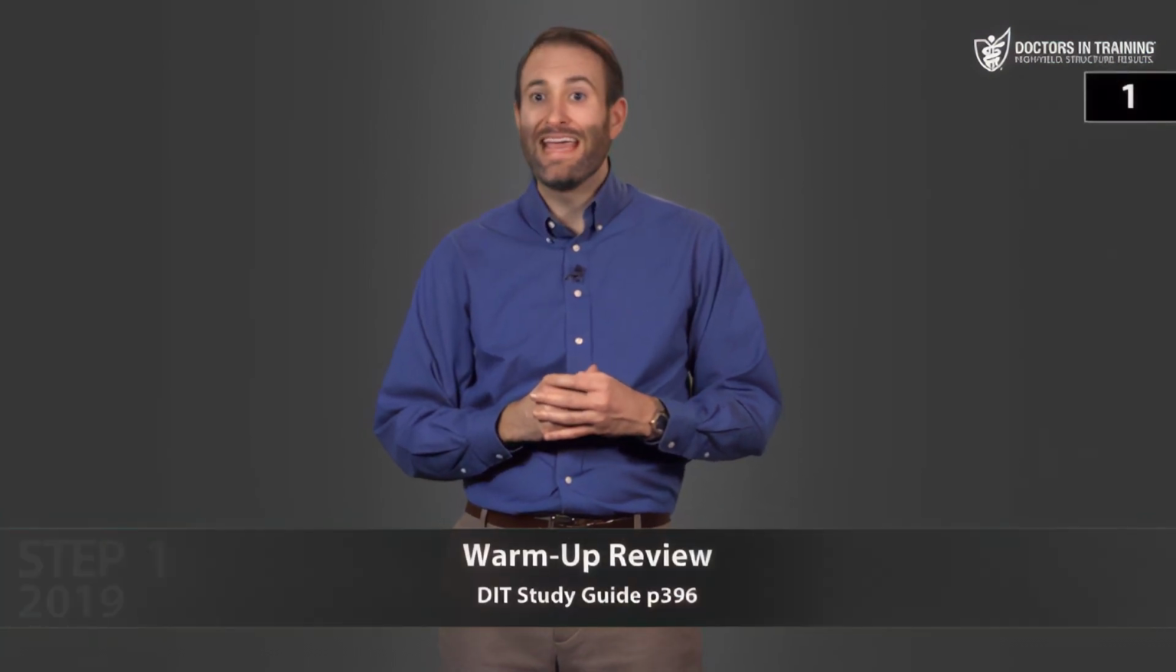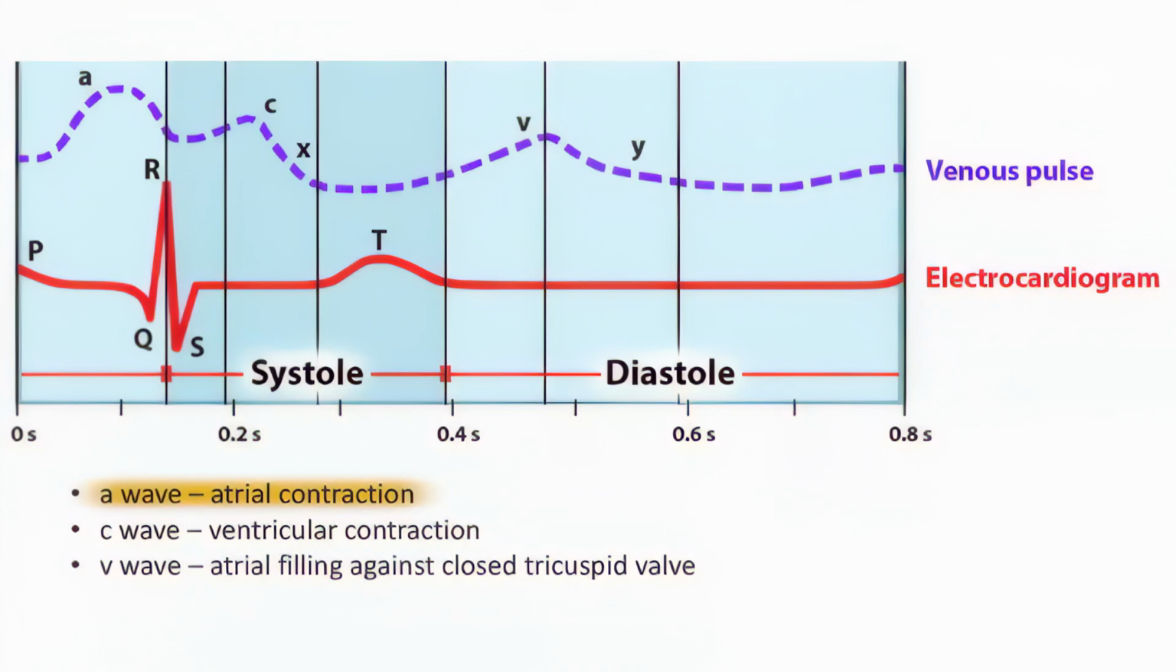It's time for the 3-question warm-up for Immunology 6. Let's get going. What gives rise to the jugular venous A, C, and V wave? So remember, the A wave is atrial contraction, the C wave is ventricular contraction, and the V wave is atrial filling against the closed tricuspid valve.